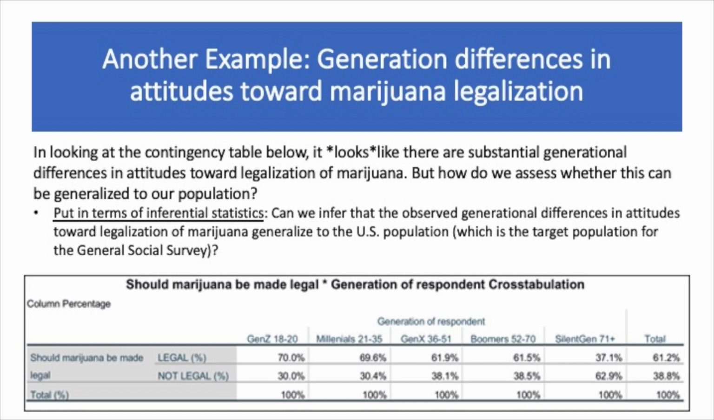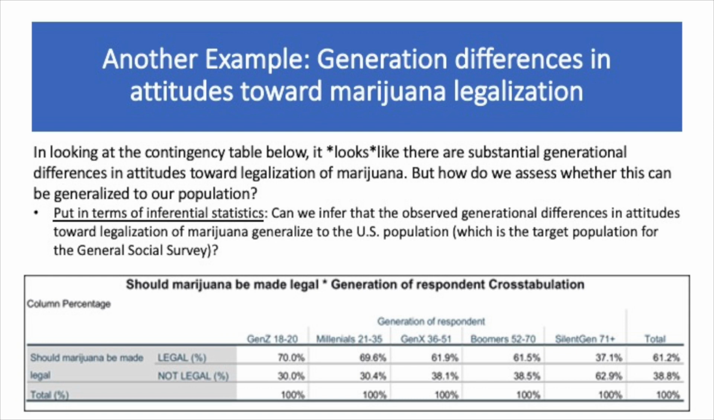Now, in just eyeballing it, it looks like we have some difference here, right? It looks like we do. But how do we assess whether we can generalize this difference that we observe to our population? And let me actually quote the slide here, we're going to put this in terms of inferential statistics. Can we infer that the observed generational differences in attitudes toward legalization of marijuana actually generalize to the US population, which is our target population in the GSS?